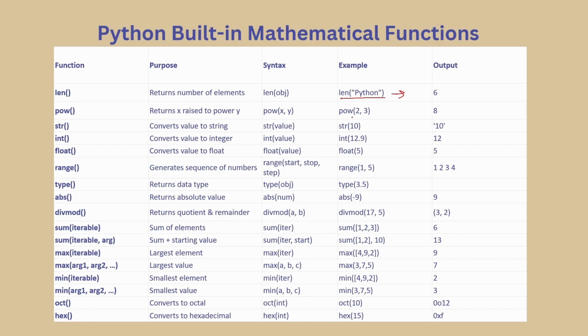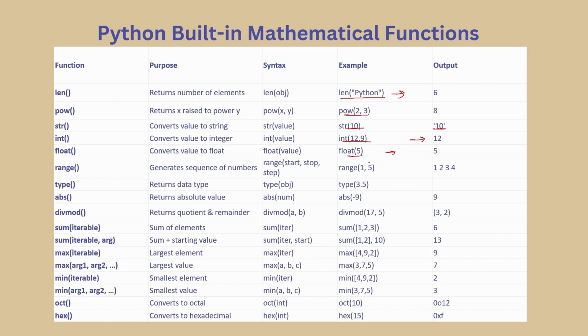Then we have pow, which returns x raised to the power y. When we say pow(2, 3), 2 raised to power 3 gives the output 8. Then we have str, which converts a value to a string, so str(10) gives 10 inside quotes. Then int converts a value to an integer: int(12.9) gives 12. Then float converts a value to a float: float(5) gives 5.0.